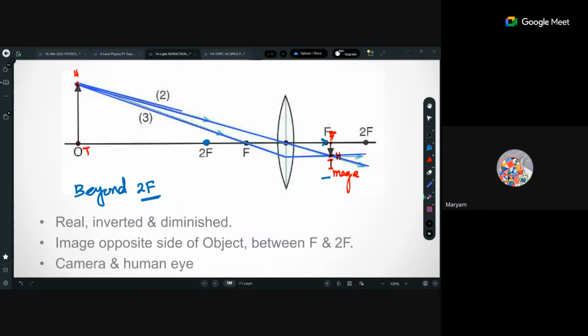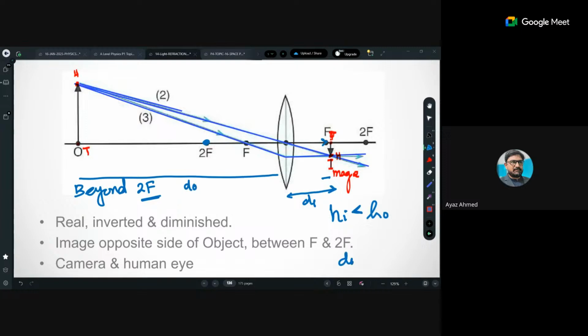But why is the image diminished? The height of the image is smaller than the height of the object. Do you believe this? So can we say that it is diminished, or is it because the distance of the object is very large, and the distance of the image is very small compared to the distance of the object? That's why it is diminished. So diminished refers to these two points.